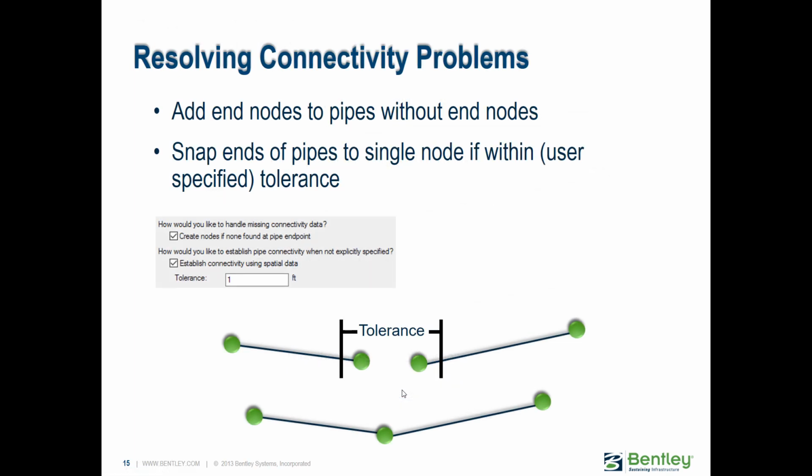So again, resolving the connectivity problems. There's lots of things that you can do, and this is the tolerance field I was talking about that gives you some flexibility for snapping pipe endpoints that are within a certain tolerance. That's in one of the very first Model Builder steps. The default, I believe, is to have this unchecked, so that's something that you will pretty much always want to have checked. And I think the default tolerance is 1 foot, but depending on the quality of your data, you may need to adjust that.